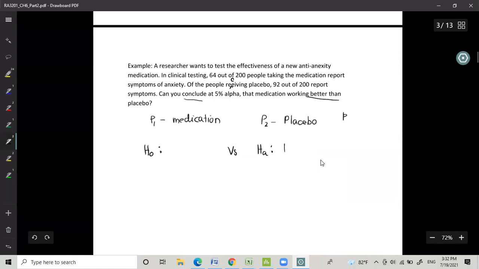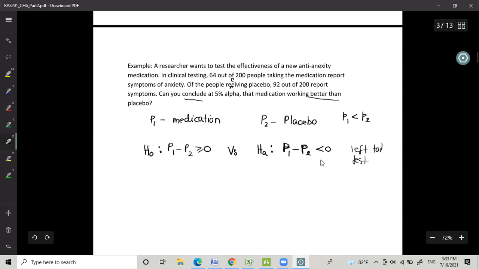The proportion of people who got the symptom should be less than the proportion from the placebo group, right? So how do you write it? P1 minus P2 should be, capital P, because we are writing the population values in the hypothesis, should be less than 0. So what is the other one? P1 minus P2 should be greater than or equal to 0. So this is going to be a left tail test.